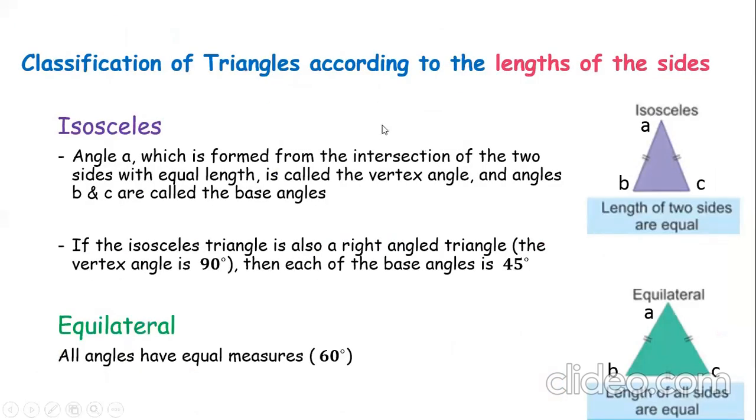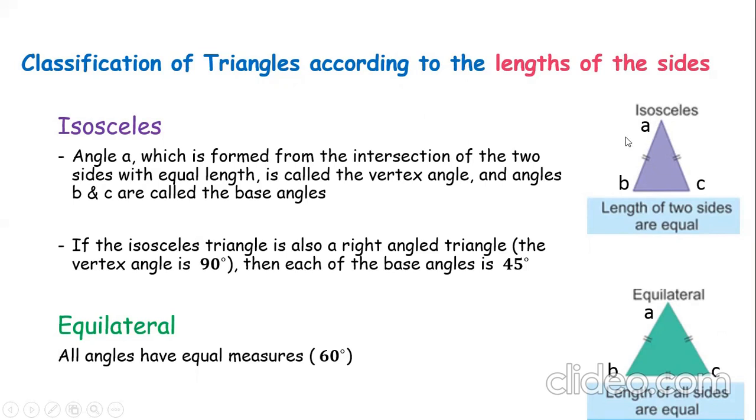So let's take from the previous cases we discussed when classifying triangles according to the length of their sides, the isosceles and the equilateral triangles. The isosceles, if we see here, the picture on the right, we call this triangle ABC. The angle A, which we see here, is formed from the intersection of the two sides with equal length, in our case, AB and AC, that form the angle A when they meet here with each other.